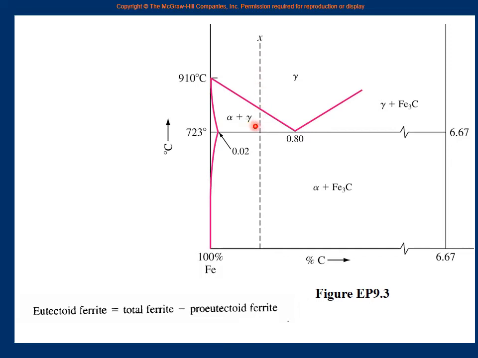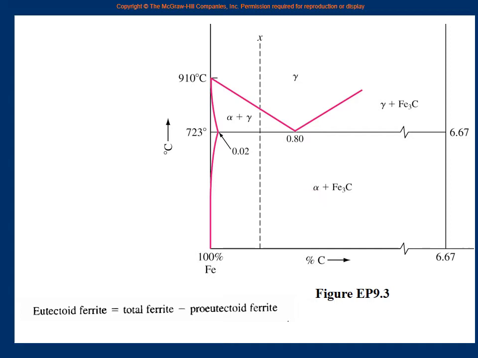Then you will have alpha plus gamma. So some alpha will form above this line. And once you hit this line, the remaining gamma will change into alpha plus cementite. So remember, there will be two types. Once you hit this temperature or any temperature below, the structure is the same. There is some alpha which is pro-eutectoid alpha, pro-eutectoid ferrite, and then there is some alpha which is the eutectoid alpha, eutectoid ferrite. So just below it, you have total alpha, and total alpha is equal to pro-eutectoid alpha plus eutectoid alpha.